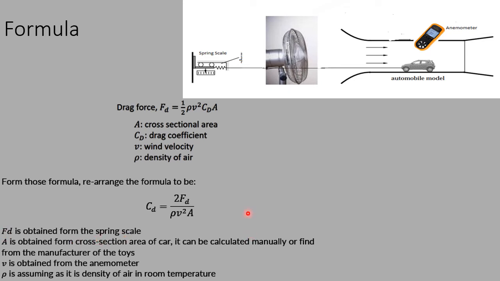Actually from the spring we only get the mass, based on the mass scale, whose unit is gram. So we need to convert the mass to the weight by multiplying by 9.8. The area is calculated manually, the V is obtained from the anemometer, and rho is the assumed density of air at room temperature.